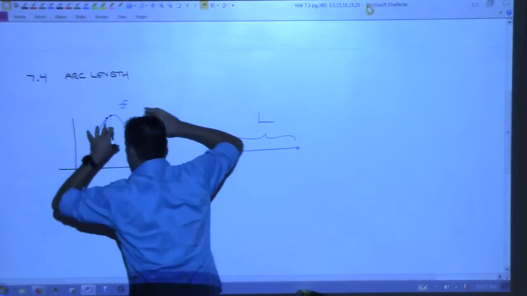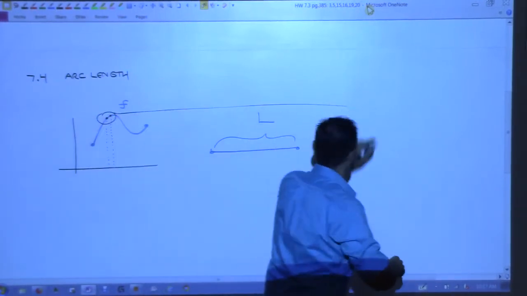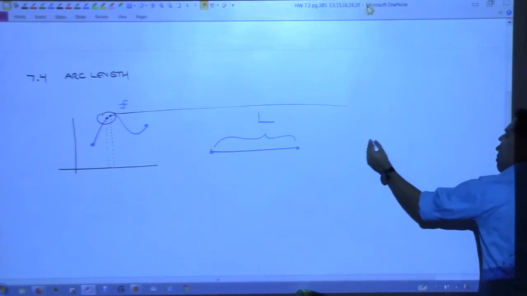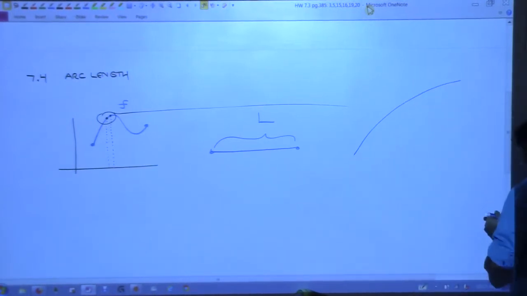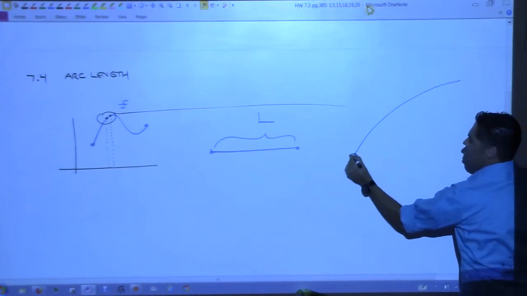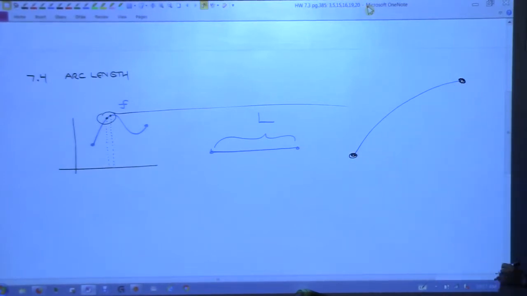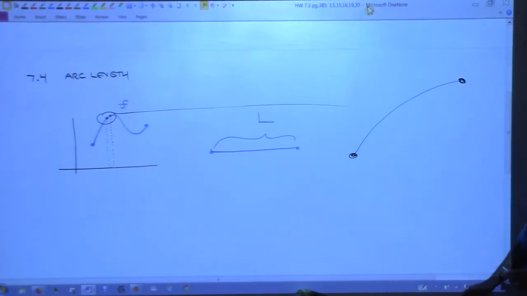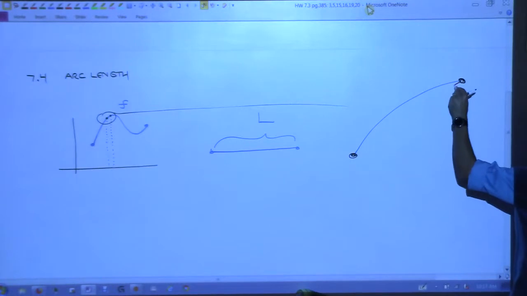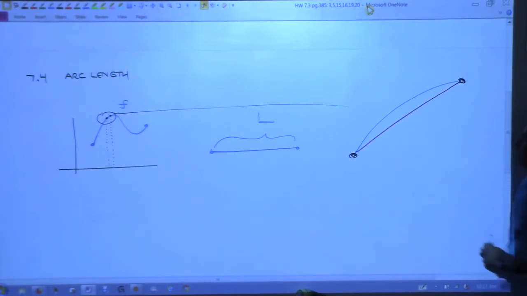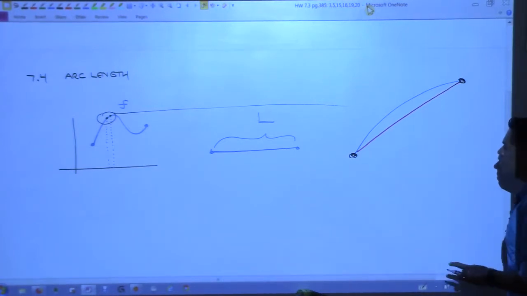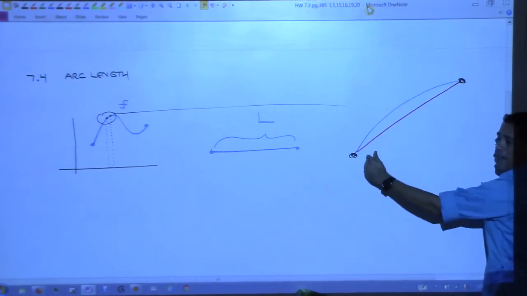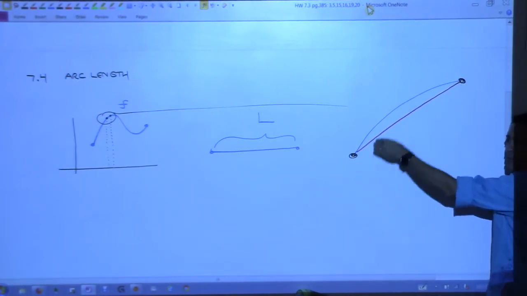Zoom in, zoom in. We're going to blow this thing up over here. When we blow this up, we've got some curve, and we've got our two points. I'd like to know how long that blue curve is. What I could do is measure the distance straight from there to there, and that would be an approximation, wouldn't it? Now that approximation would have some error in it because this curves and that's straight. That means the red line's shorter than the blue curve.